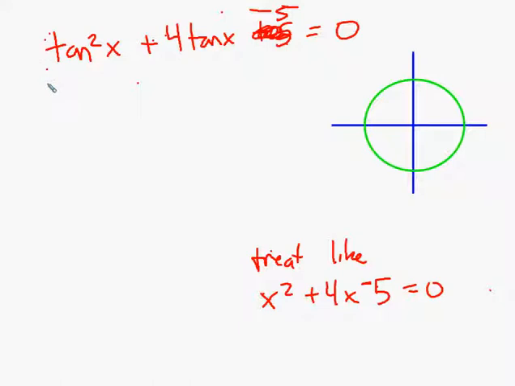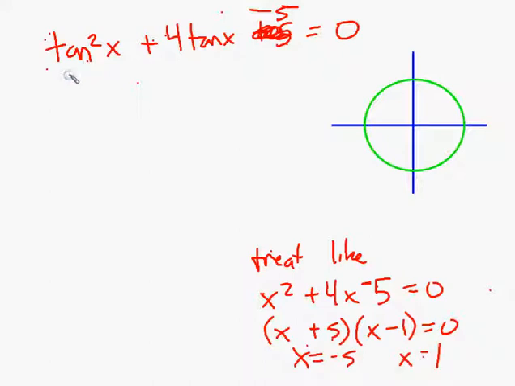Alright, so when I go to solve this, I would factor it by x plus 5, x minus 1 like that. And then x would be negative 5, and x would be 1. So I'm going to factor this similarly.